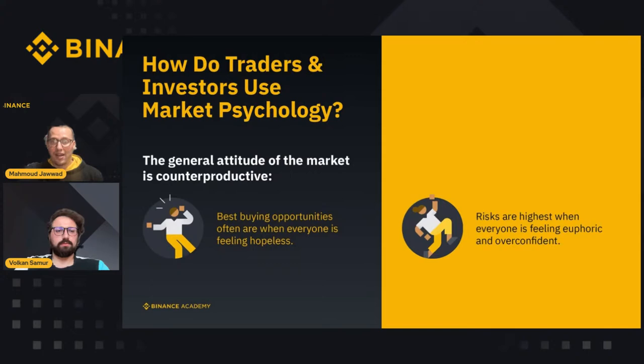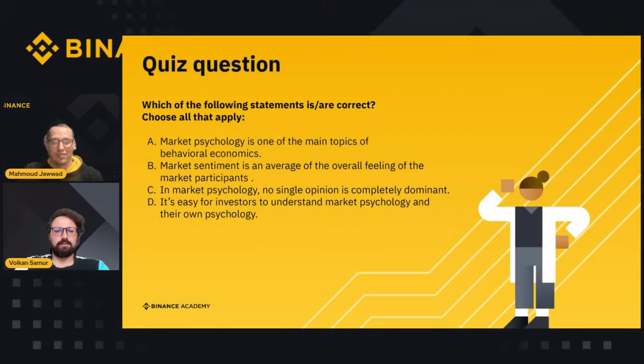As of the last modules, we have a quiz question for you all. Which of the following statements are correct? Choose all that apply. A, market psychology is one of the main topics of behavioral economics. B, market sentiment is an average of the overall feeling of the market participants. C, in market psychology, no single opinion is completely dominant. D, it's easy for investors to understand market psychology and their own psychology. It's more difficult than the one Volkan asked you, but I think it's quite doable. Let's check the comments box to see if we have the right answers there.